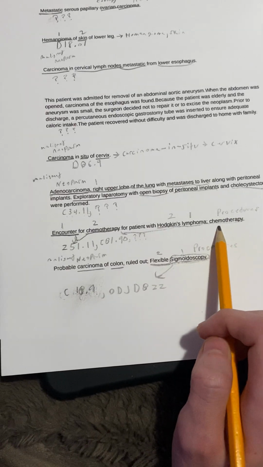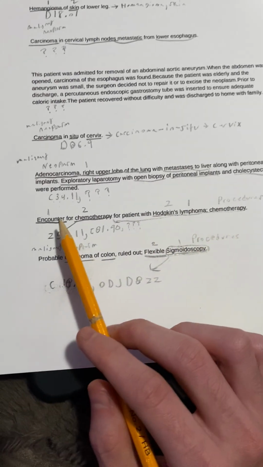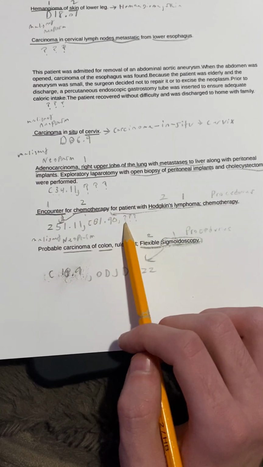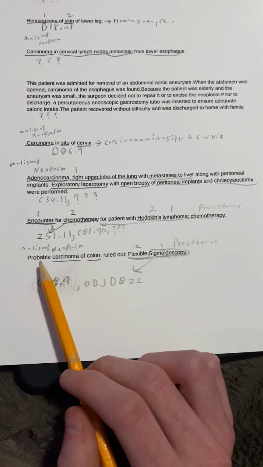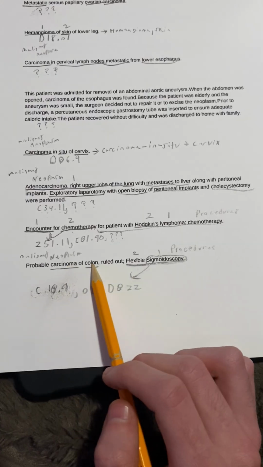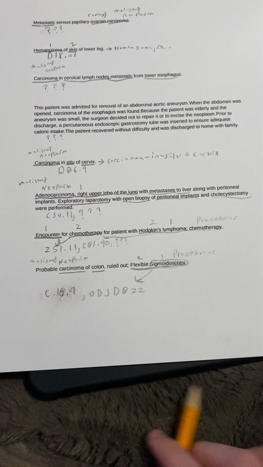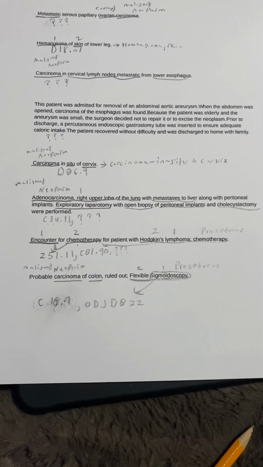I think we need another code since it's after this, but I was not sure if I needed it or not. I believe I do though. So, carcinoma of colon, which is malignant neoplasm of colon. Let me make sure I got that code correct. C18.9.